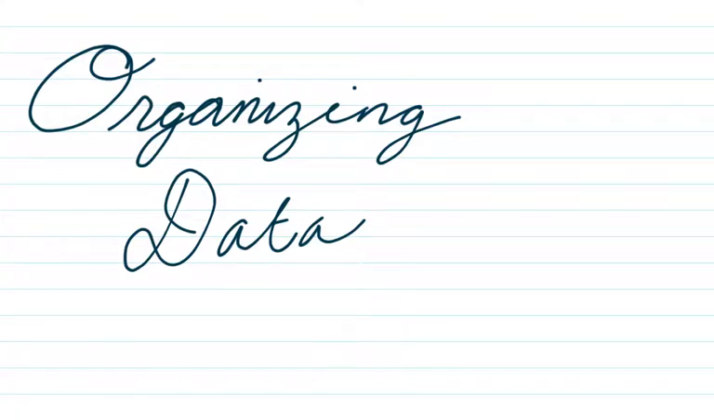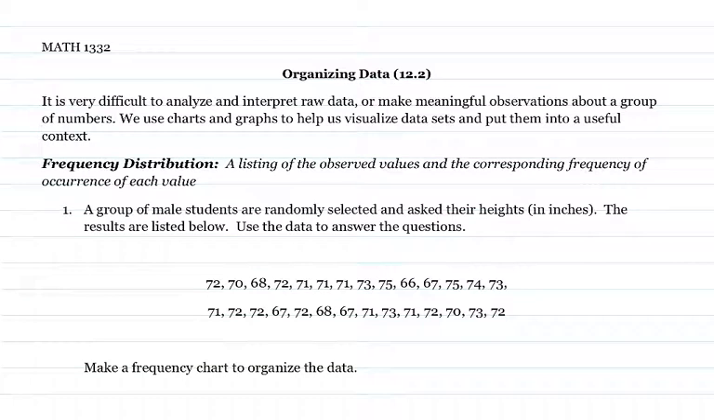This section goes over how we organize data, which is one part of statistics. What we're going to look at is we want to make sure it's understood that it's very difficult to analyze and interpret raw data or make meaningful observations about a group of numbers. So we use charts and graphs to help us visualize data sets and put them into useful context.